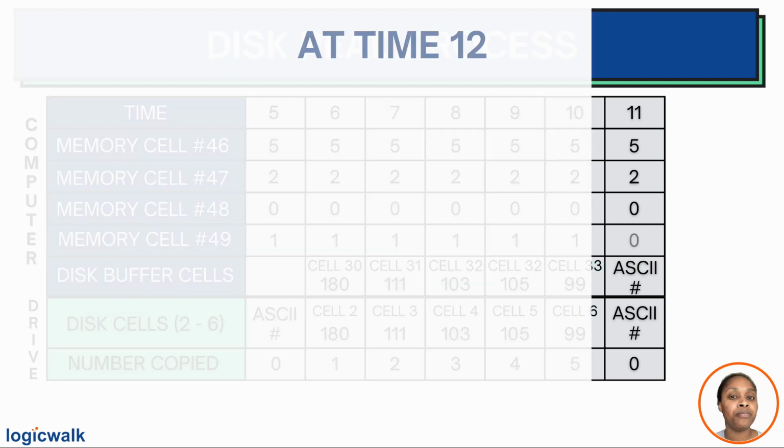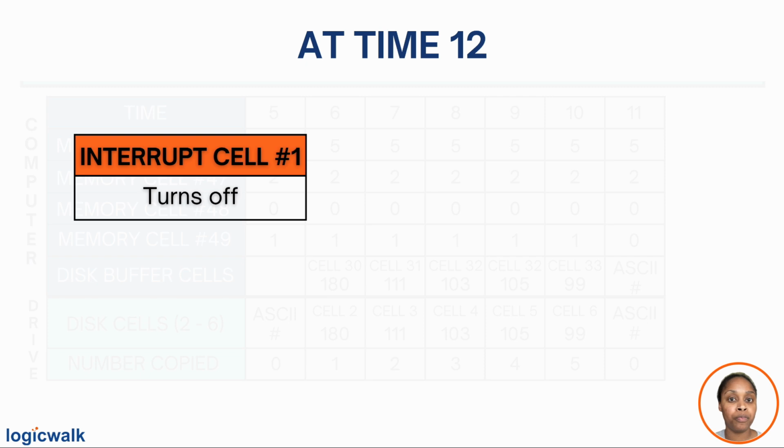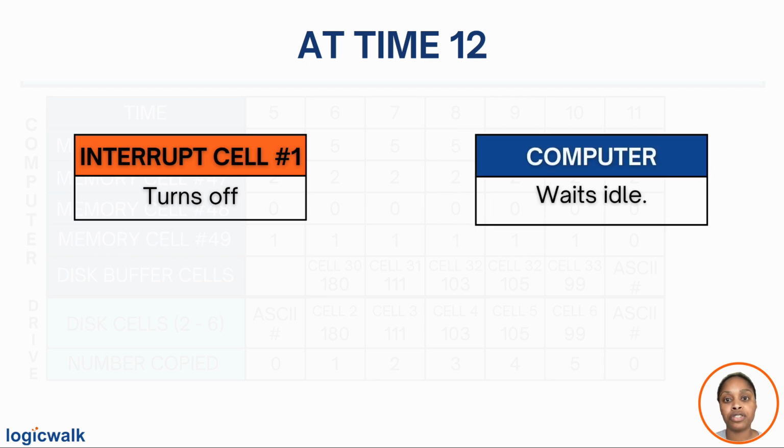At time 12, interrupt cell 1 returns to 0, and the computer saves its current instruction 8 in memory cell 4 before executing instruction 2, which is essentially telling the computer to return to instruction 8 and wait idle. Now let's look at a more generalized scenario.